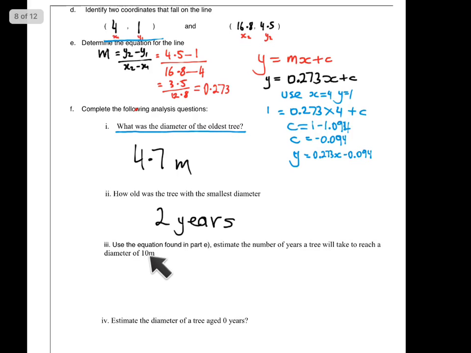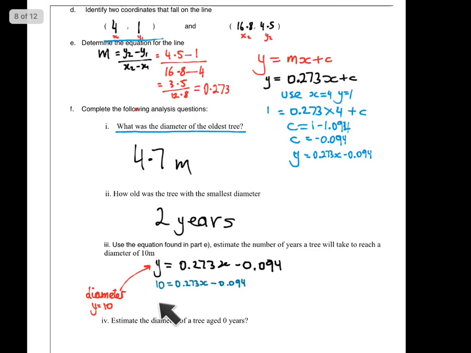But the next part, use the equation found in part E, so that's this equation here. And we're going to estimate the number of years a tree will take to reach a diameter of 10 meters. So in your equation, there's some important things to recognize. The y value of the equation represents the diameter. So for a diameter of 10 meters, we're going to use y equals 10. And when I put that into my equation, 10 is equal to 0.273 times x minus 0.094. I've got an equation that I have to solve for x.